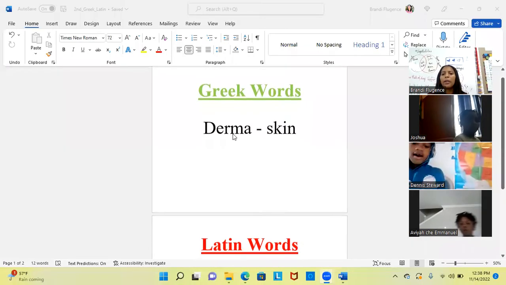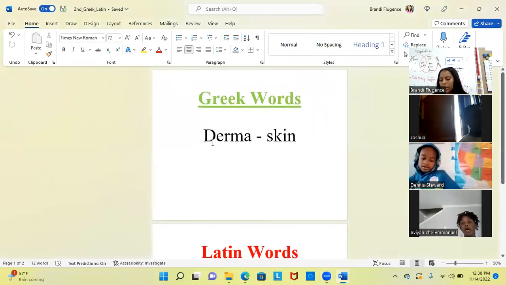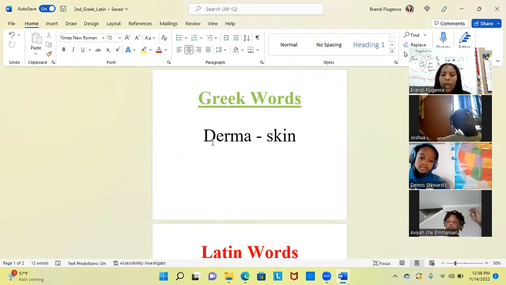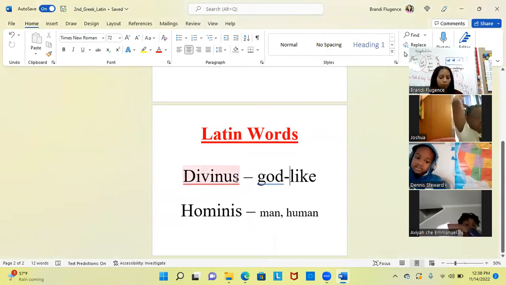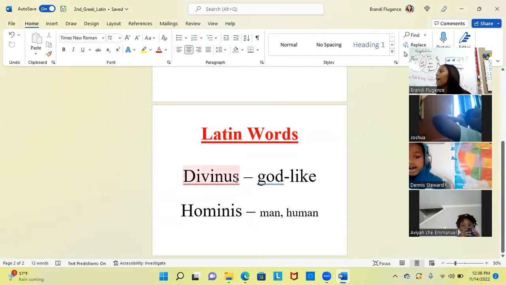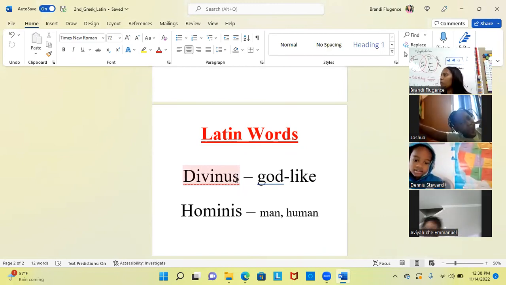All right, your Greek word is derma. Derma. D-E-R-M-A, derma. And it means skin, like when you go see a dermatologist, that's a skin doctor. Okay, next our Latin words are divinus. D-I-V-I-N-U-S, divinus, and it means godlike. Like when we say divine, that's a word we get from divinus. And then hominis. H-O-M-I-N-I-S, hominis, and it means man, human. We get the word human from hominis, okay?